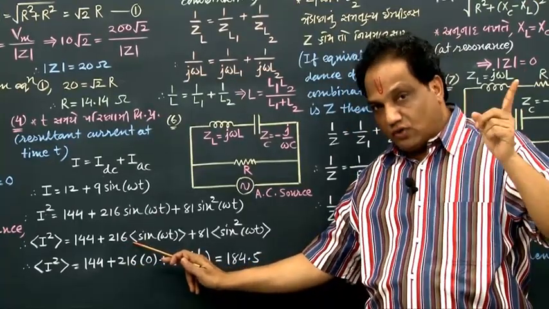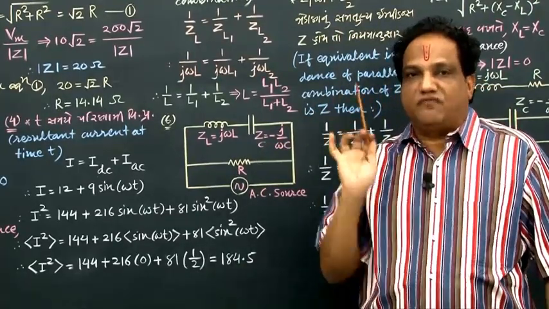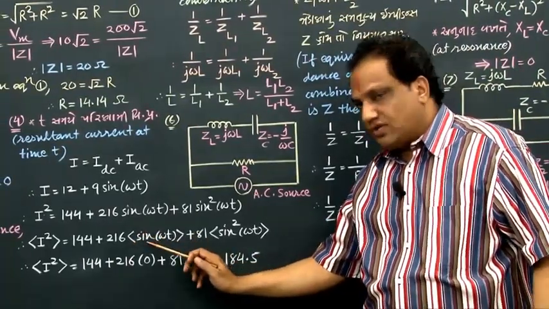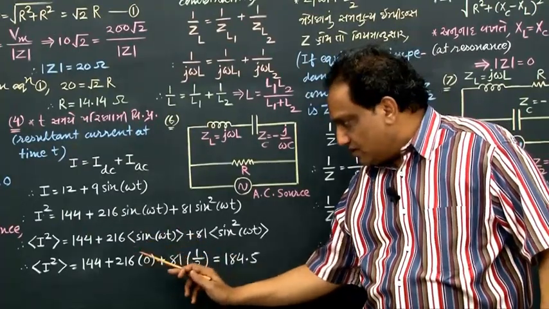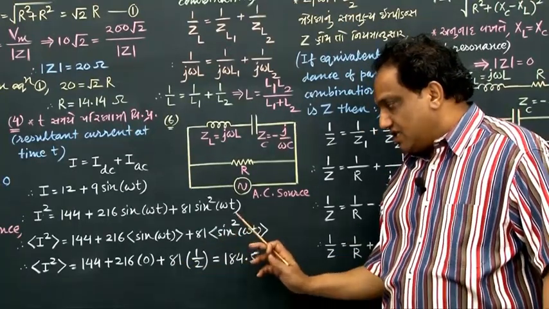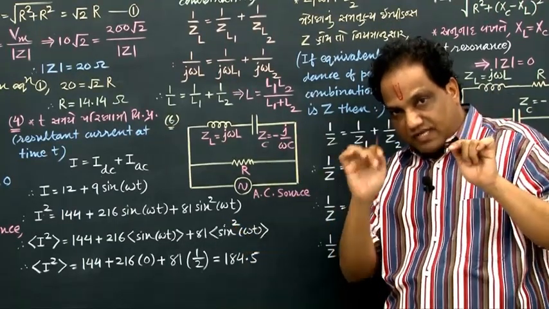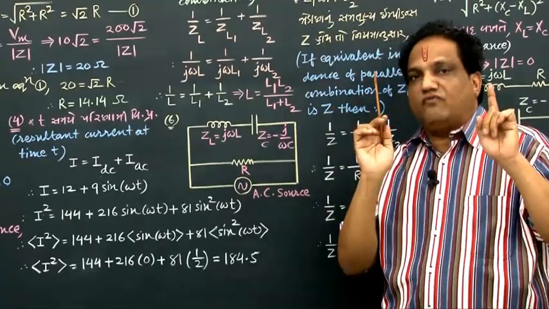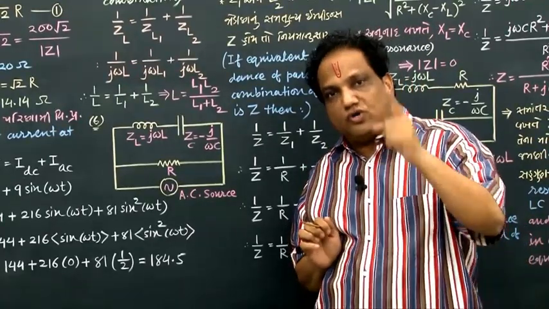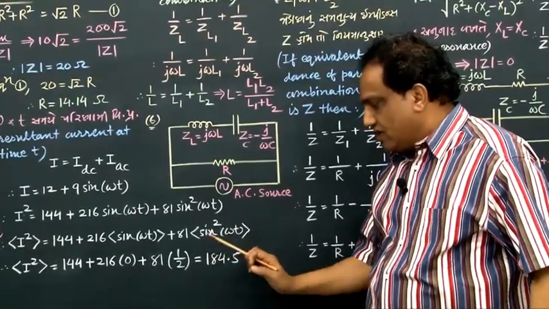Remember, earlier I told you in chapter number 1, the average value of sine or cosine function over one periodic time is 0. So this part is 0, correct. 81 as it is. But now tell me, average of sine square. Remember one more result. Average of sine square or cos square over one periodic time is 1 by 2. Please remember. So this average value, we know it is 1 by 2.